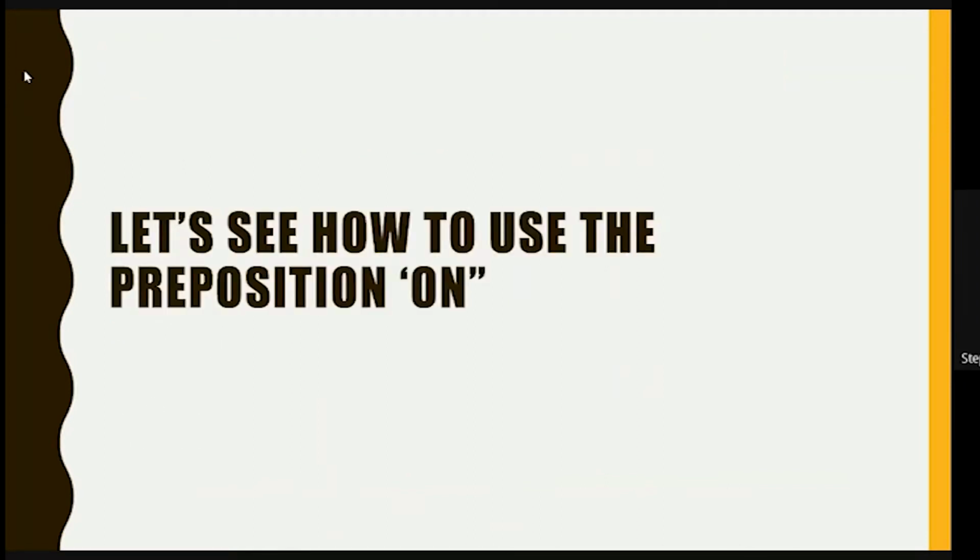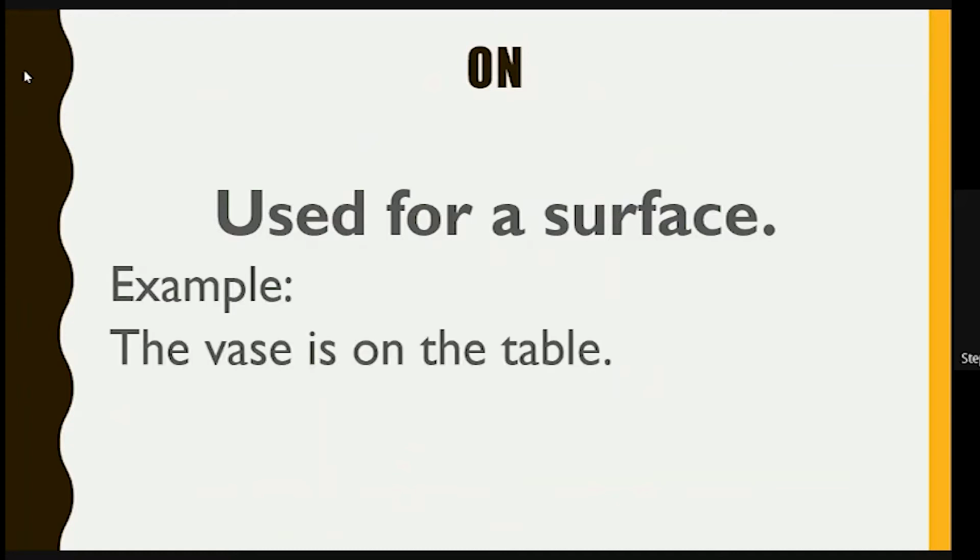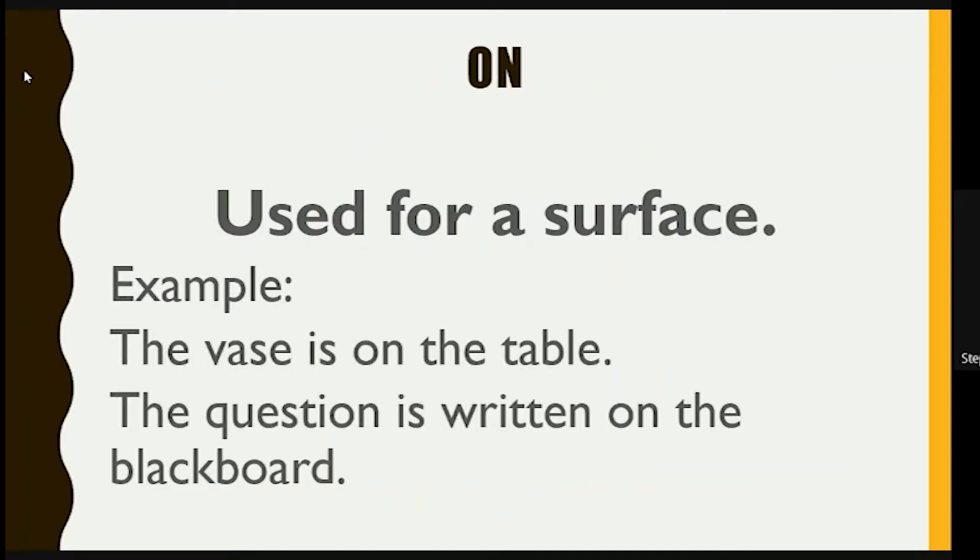Let's see how to use the preposition on. So this preposition is used for something that is lying on a surface. For example, the vase is on the table. The question is written on the blackboard.